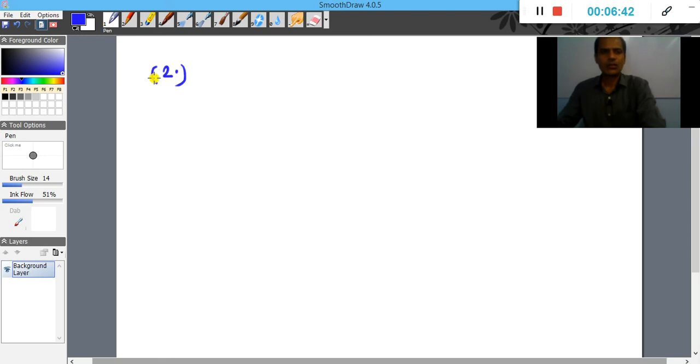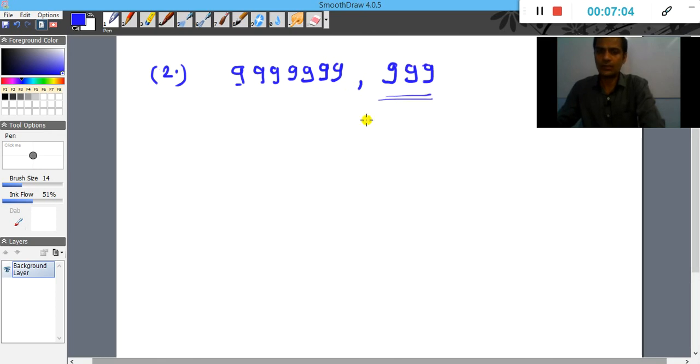Second question is, find the greatest 7-digit number which is exactly divisible by the greatest 3-digit number. Now you know that the greatest 7-digit number is 7 times 9, correct, and the greatest 3-digit number will be 999. But we have to find the number which is completely divisible by 999, meaning exactly divisible.